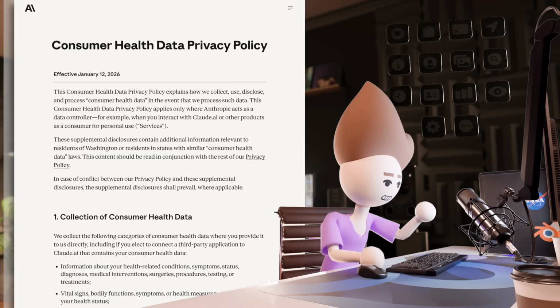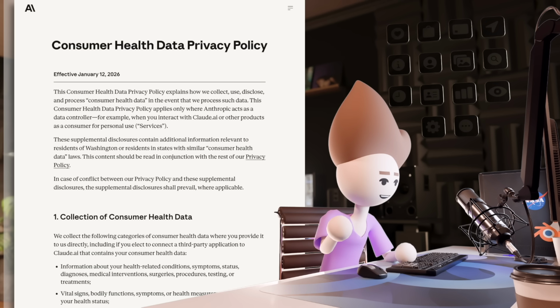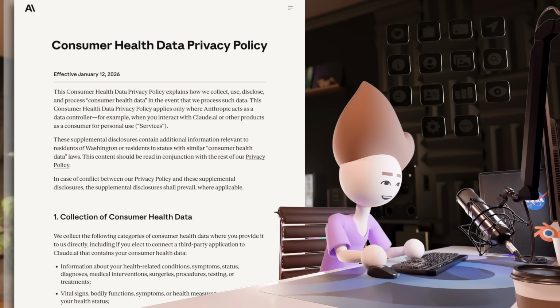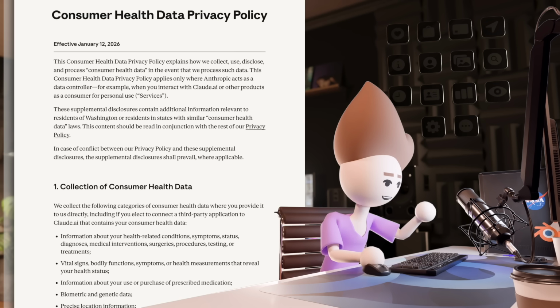These supplemental disclosures contain additional information relevant to the residents of Washington or in states with similar consumer health data laws. This content should be read in conjunction with the rest of our privacy policy. In the case of a conflict between our privacy policy and these supplemental disclosures, the supplemental disclosure shall prevail where applicable. Okay, so what that means is that if you live in Washington and if there is something that seems to conflict with their main policy, this policy would apply.